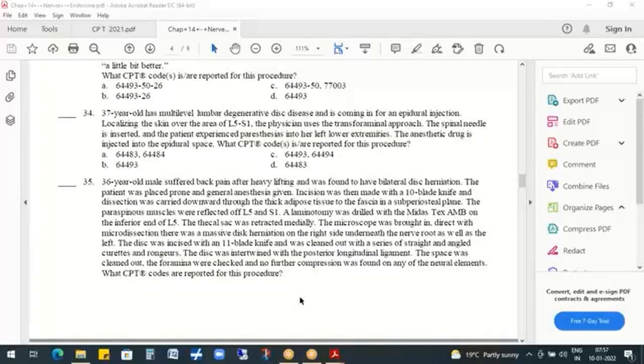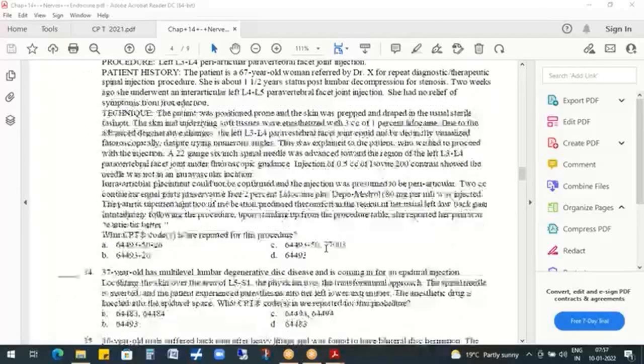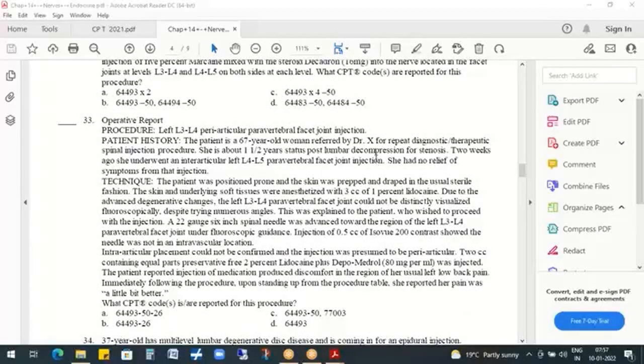Everyone in the class, is there any difficulty in understanding the question? No, sir. Okay. Now, I said you are getting case studies, right? In the examination, question number 33 is the case study for you. I will explain, but this is very easy. You can see: L3 to L4 periarticular paravertebral facet joint injection is performed on the left side. Now, paravertebral MBB, one level. What is the code?